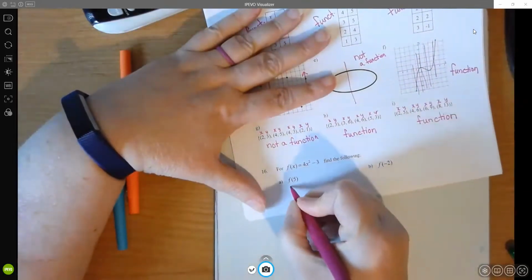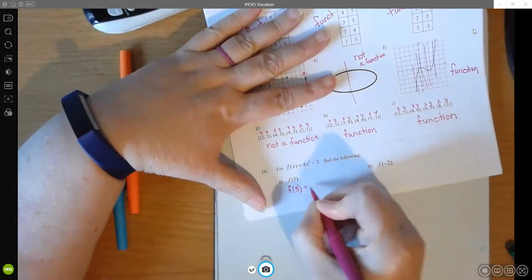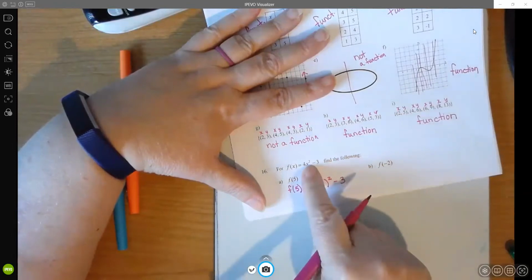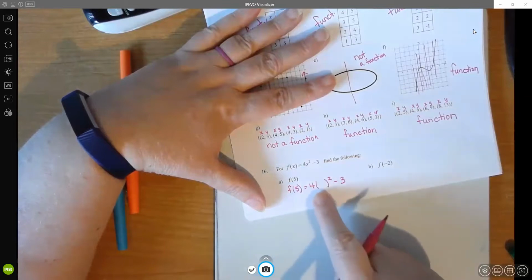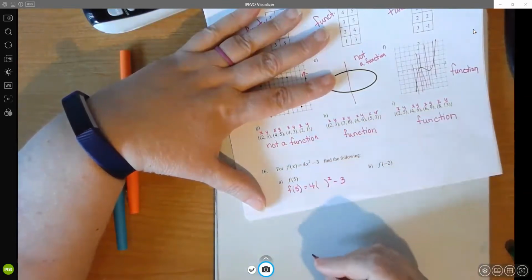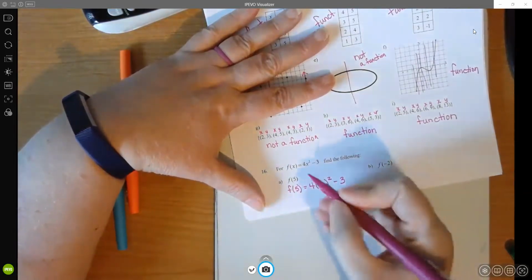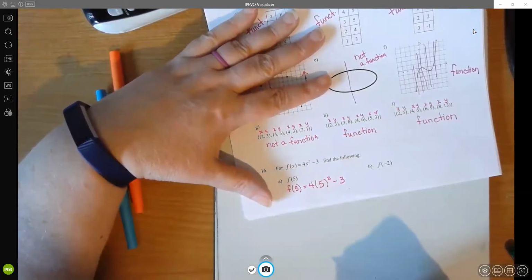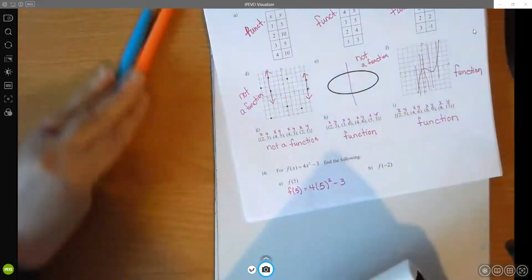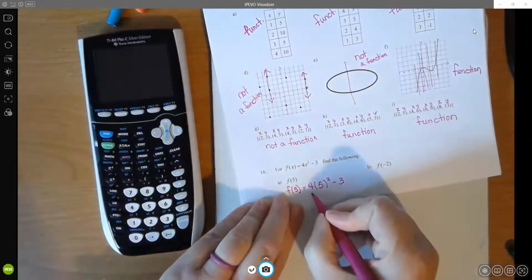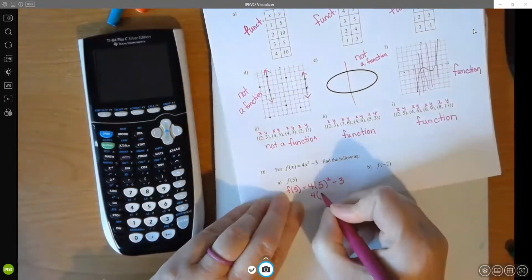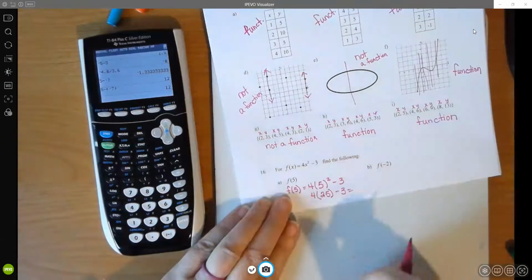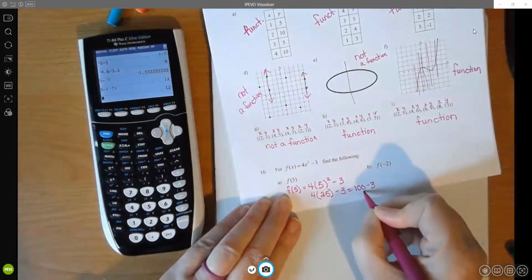And so f of 5 simply means that everywhere we see an x, we'll put a 5 in that place. Notice how I wrote the equation down and just left a blank, because that's where the input goes. And in this case, instead of writing an x, I'll put back in a 5. Then we just use our order of operations to simplify. 5 times 5 is 25 minus 3, and then 4 times 25 is 100 minus 3 is 97.